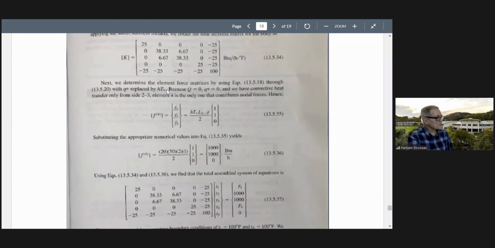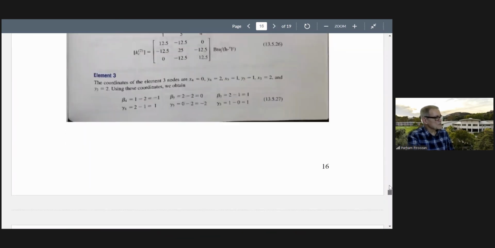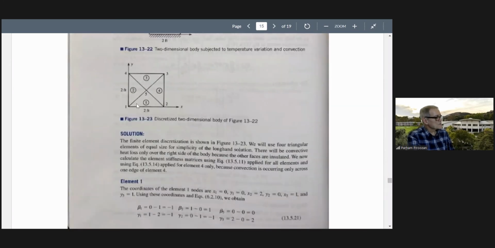Now, heat flow vector, for elements 1, 2, and 3, it is 0. For these elements 1, 2, and 3, there is no heat source, there is no conduction taking place from this side, there is no convection taking place from any side. So it is 0 for this, except this one. For this element, convection is taking place here.